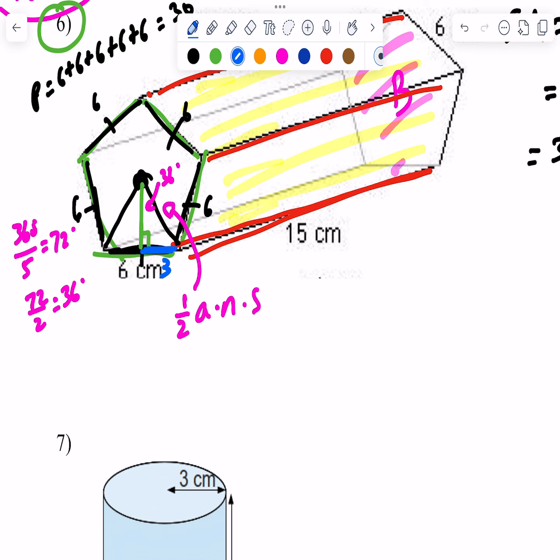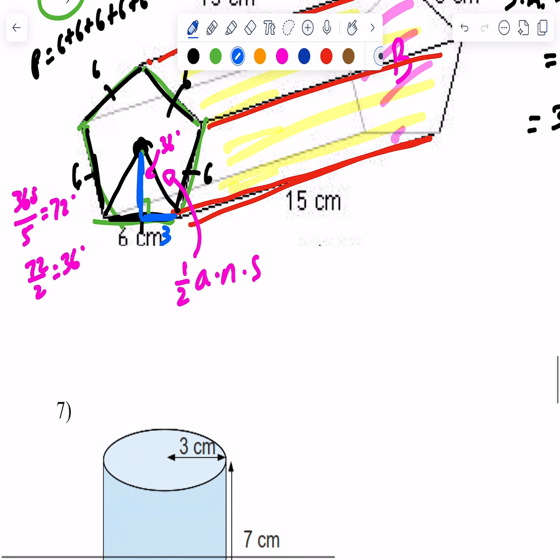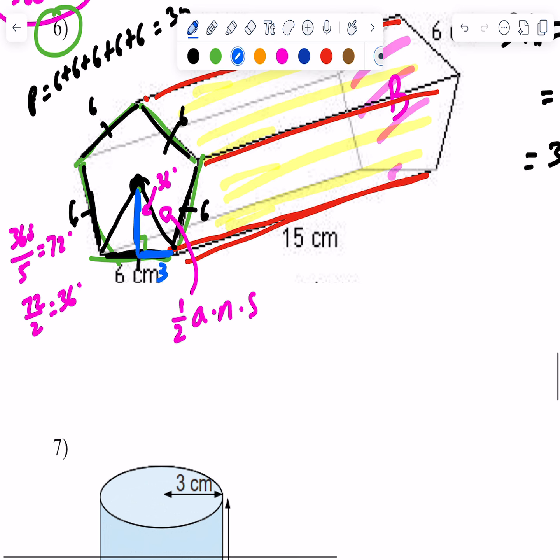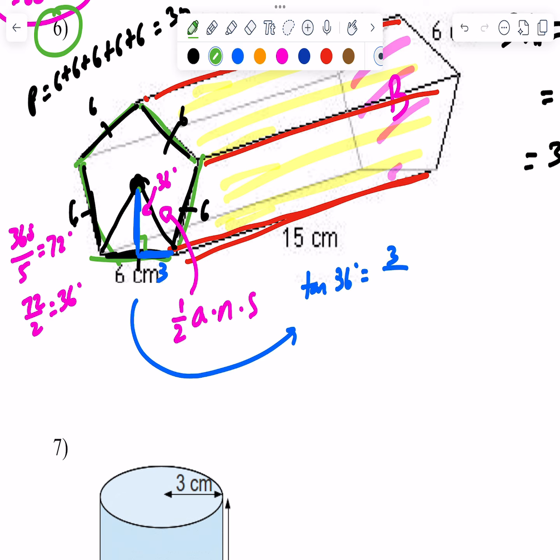So again, we're going to have to use SOHCAHTOA, right? This is our opposite, and this is our adjacent. So we're going to have to use the tangent ratio. Sorry, running out of space over here, so let's come over here. The tangent ratio at 36 degrees equals opposite over adjacent, and that's the apothem. I'll just call it A. You can call it X if you want.